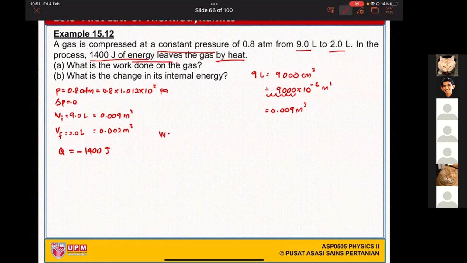So work sama dengan negative P the change in multiply by the change in volume. Bermaksud negative P multiply by V final tolak V initial. So kita ada constant pressure. So pressure tak ada masalah. Negative 0.8 multiply by 1.012 multiply by 10 to the power of 5 multiply by V final adalah 0.002 minus 0.009. Dapat berapa? Cuba kira. So negatif akan jadi positif. So the work is done on the gas.